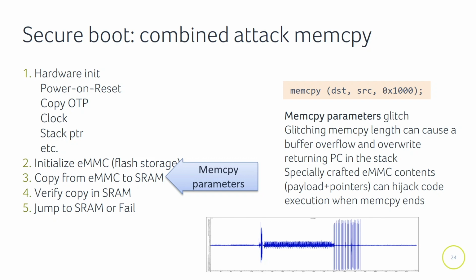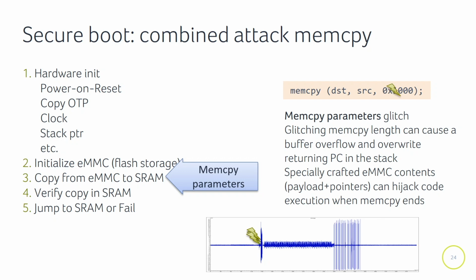For the attack, we have to have a specially crafted eMMC content. So we have some payload, some shellcode typically, and we will have some pointers to the start of this payload. Then we will try to glitch our system. In particular, we will trigger this glitching when we have this memcopy setting, so when we are loading the parameters for memcopy, and we keep glitching.